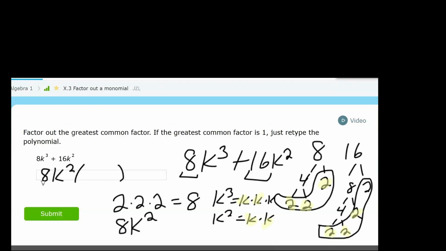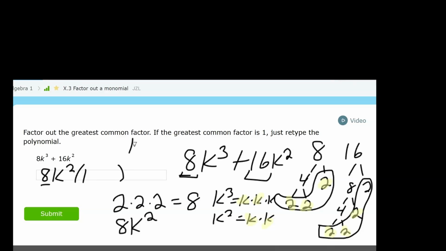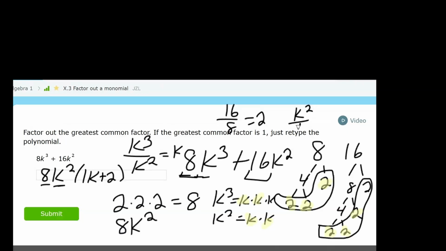And now we're going to just divide each term. 8 divided by 8 is just 1. K to the third divided by k to the second power is just k to the first power, so that's just k. And then we're going to carry our plus sign, and do the same thing with our second term. 16 divided by 8 is 2, so I'm going to write a 2 here. K squared divided by k squared is just 1. So our final factored form is 8k squared, parentheses, k plus 2.